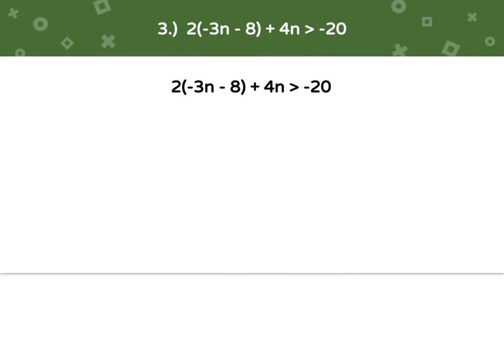Number 3, 2 times the quantity of negative 3n minus 8 plus 4n is greater than negative 20. First you need to distribute because you'll be sharing the 2. If you do circle, square, the 2 will go into the circles, negative 3n into a square, and negative 8 into a square. You have a positive times a negative, so it'll be a negative, and 2 times 3n is 6n. A positive times a negative again is a negative, and 2 times 8 is 16.